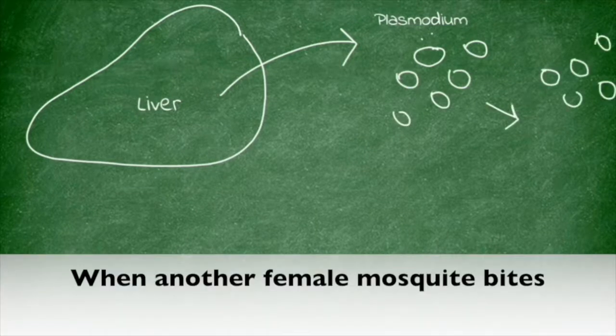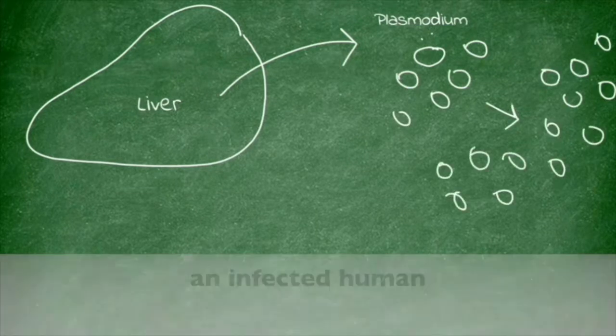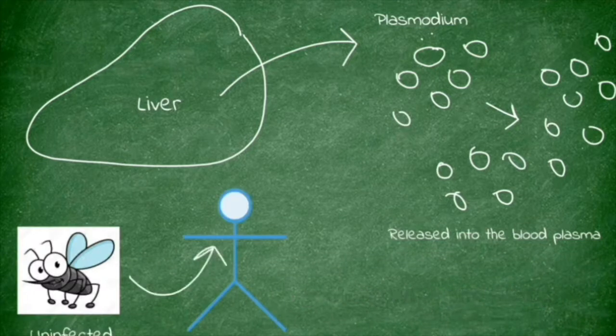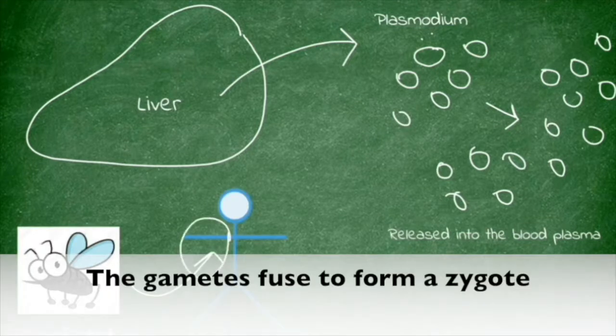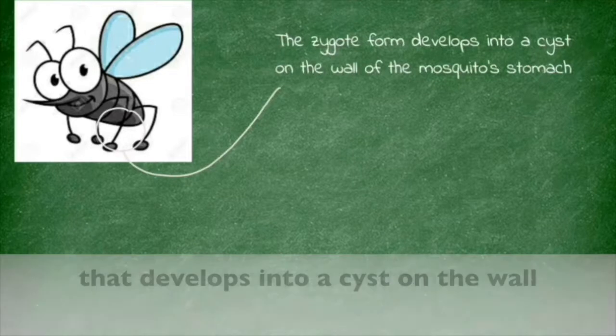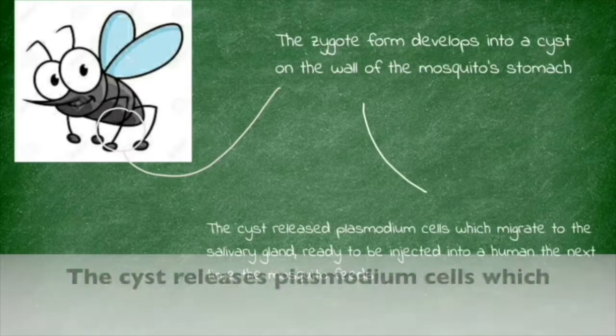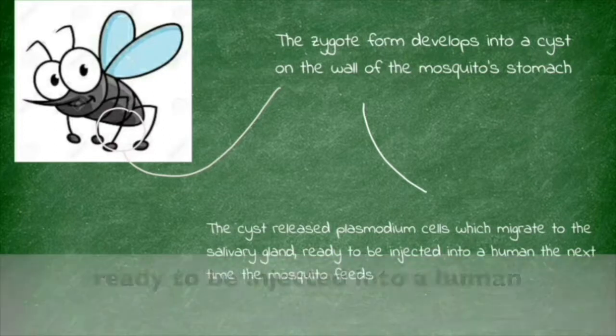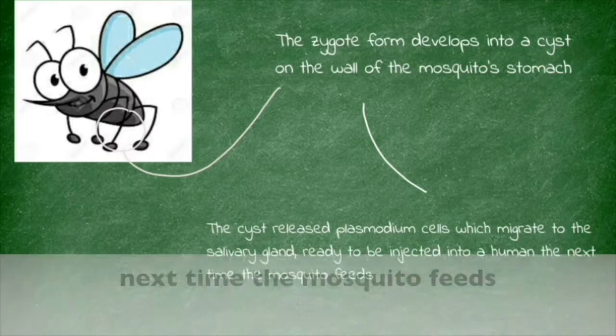When another female mosquito bites an infected human, these gametes are sucked up along with the blood. The gametes fuse to form a zygote that develops into a cyst on the wall of the mosquito's stomach. The cyst releases Plasmodium cells which migrate to the salivary gland, ready to be injected into a human the next time the mosquito feeds.